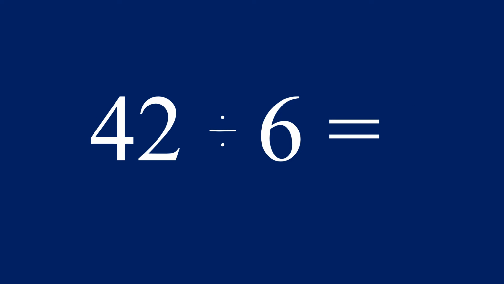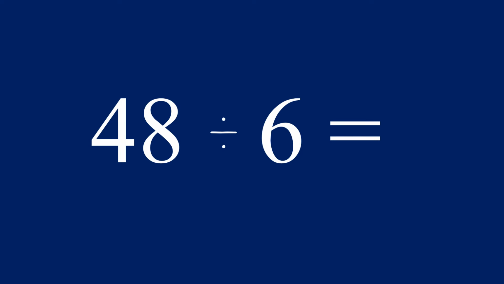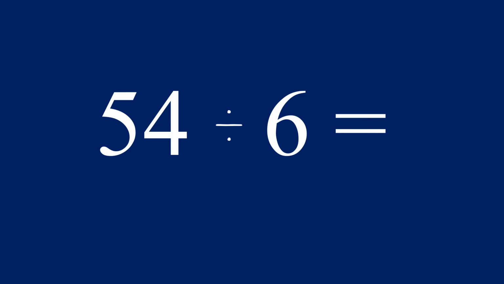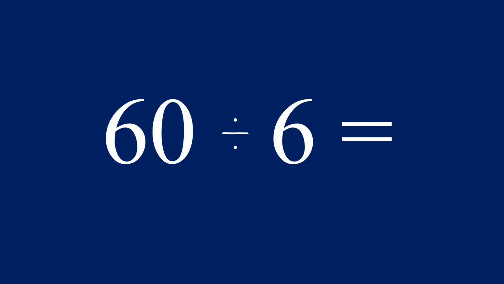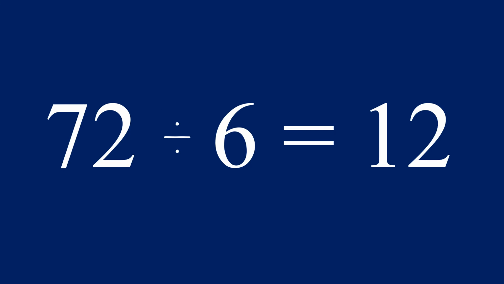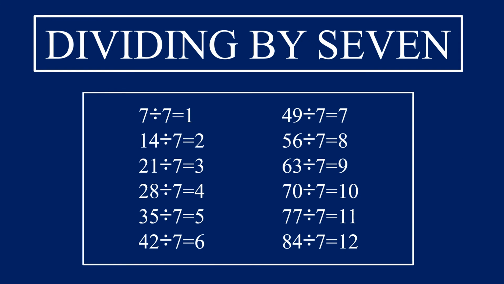42 divided by 6 equals 7. 48 divided by 6 equals 8. 54 divided by 6 equals 9. 60 divided by 6 equals 10. 66 divided by 6 equals 11. And 72 divided by 6 equals 12. Way to go, you are doing great. Now let's practice dividing by 7.